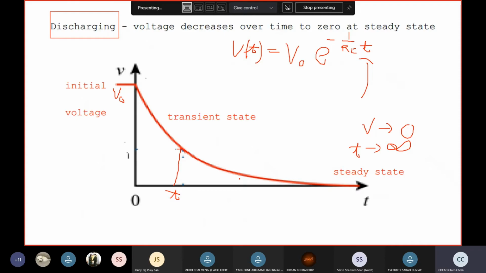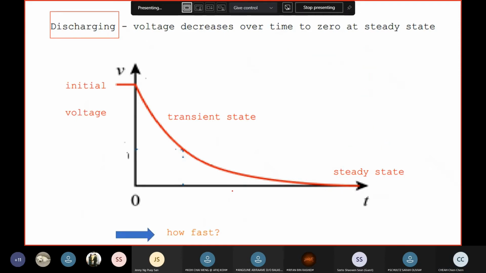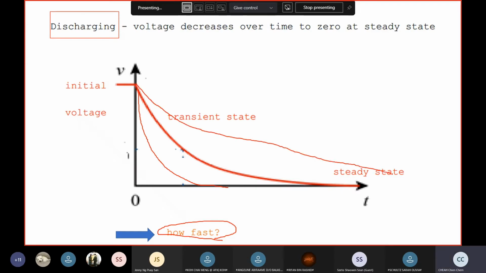The next question is that, other than knowing the voltage, we want to know how fast. Some could be faster to reach steady state, some could take a longer time to reach steady state. As I said, if you want to design something to charge up or discharge, charging up, you want to be fast, but discharging, you may want to be slow. So this is a different circuitry altogether. Over here, we are looking at the discharging part of this simple source-free circuit.